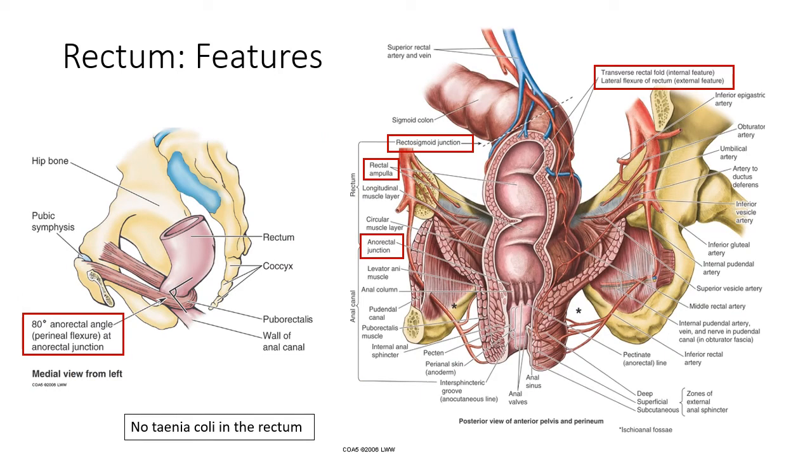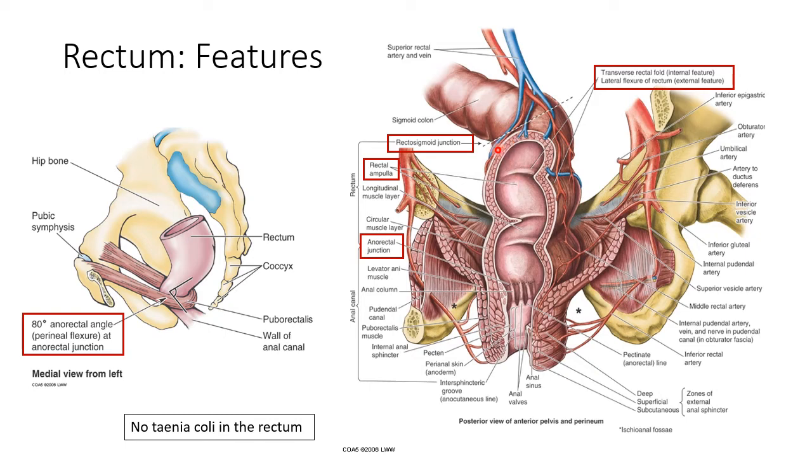Now let's focus a little bit on the features of the rectum. So that's the rectum, starting from the rectosigmoidal junction and ending at the anorectal junction. Internally you will see transverse folds, 3 of the transverse folds. Now this is a posterior view, so this is the right side, this is the left side. So 2 of them on the right side, 1 of them on the left side. So these are the folds.